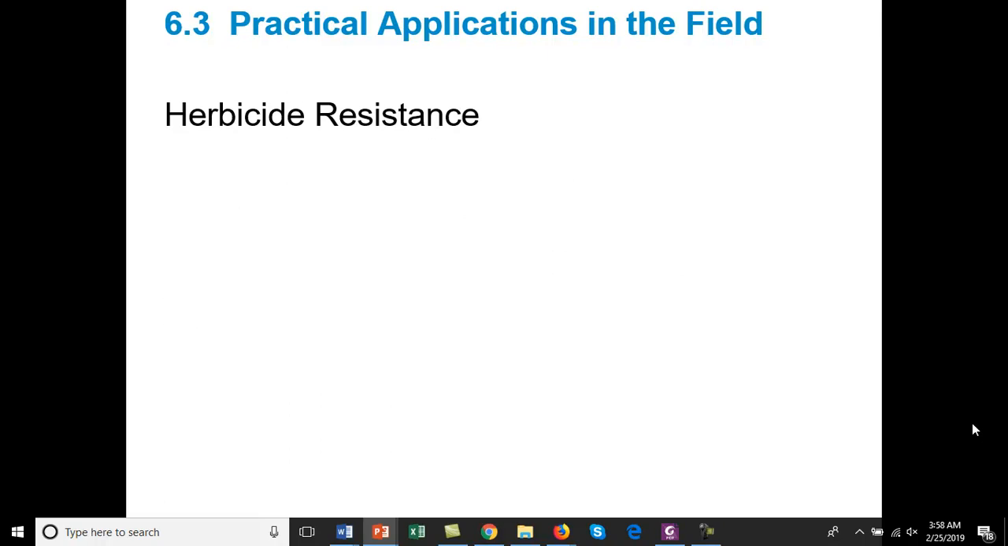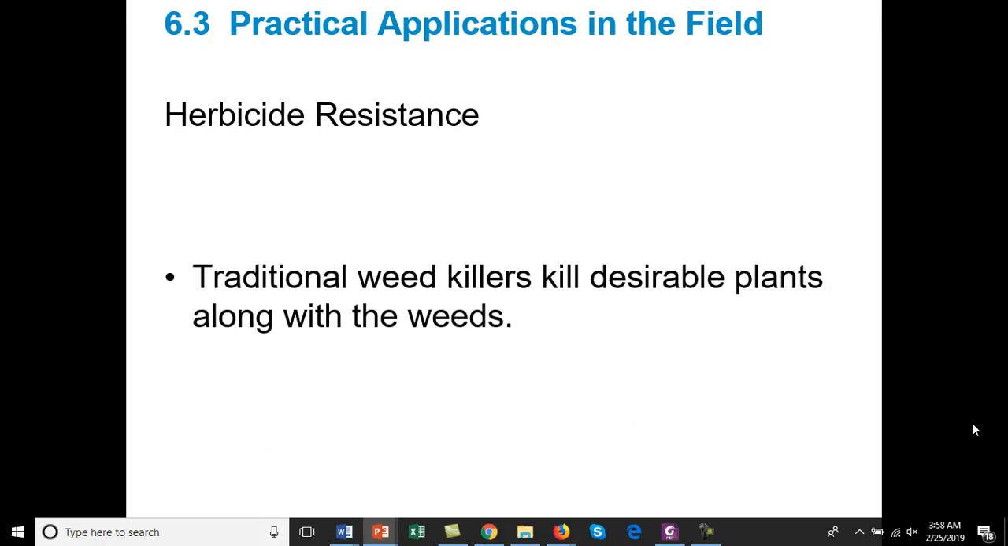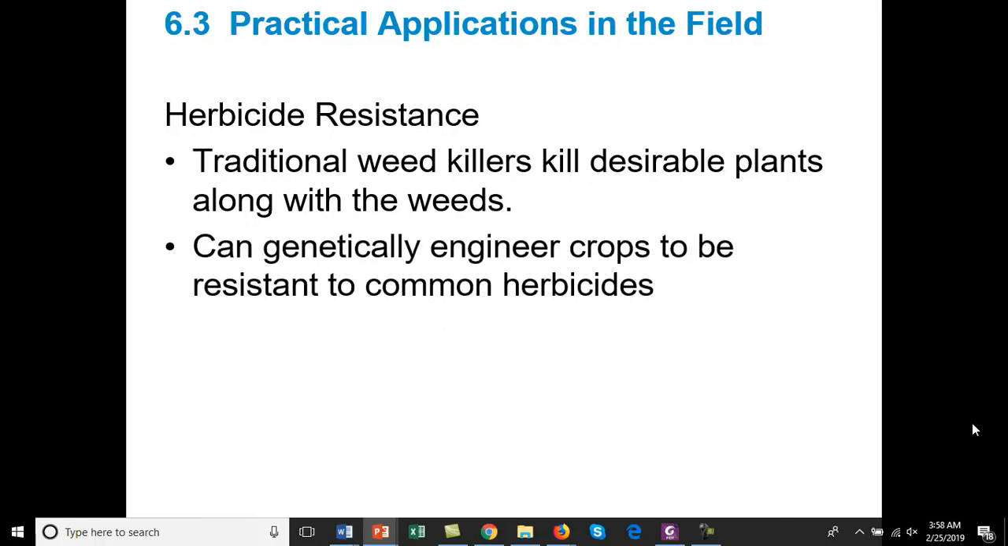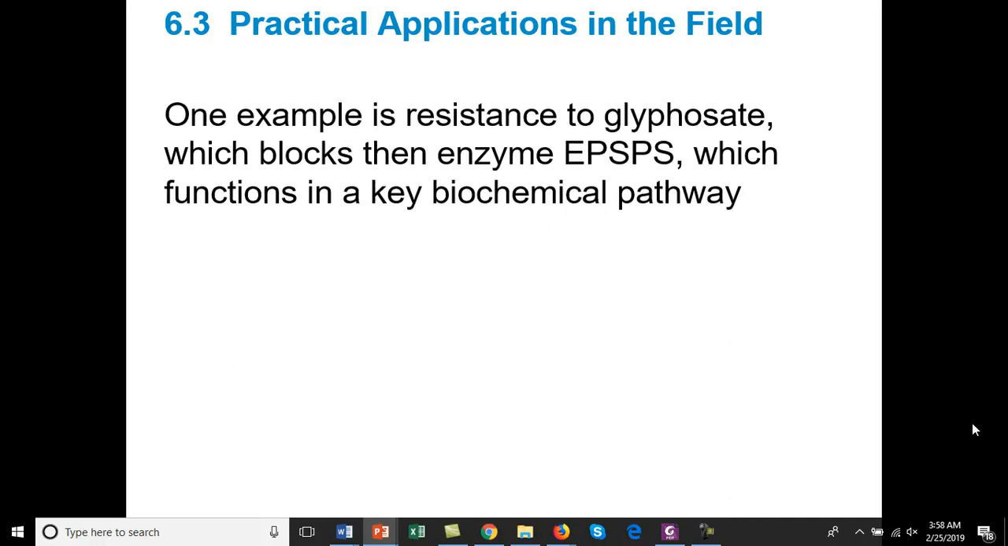Another application that's very important is herbicide resistance. And it would be desirable if you could take weed killer like Roundup and you could spray it directly on the crops, because crops get weeds, and to weed crops by hand is very expensive. Okay. So scientists ask, can you genetically engineer crops to be resistant to common herbicides like Roundup? Okay.